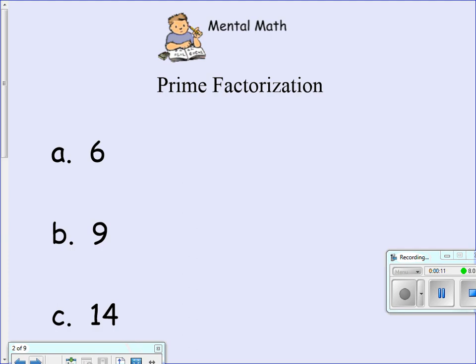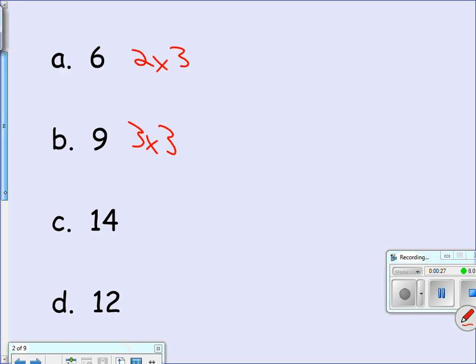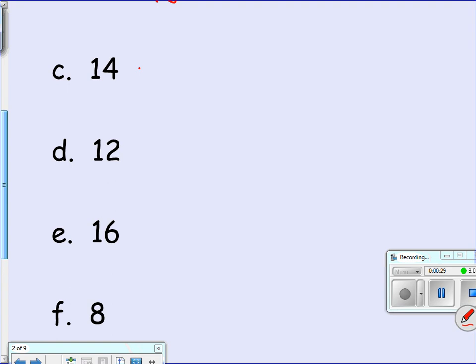Okay. Remember, what prime numbers when multiplied equal these? This is some mental math here. How can we get to 6? 2 times 3 equals 6. They're both prime. How can I get to 9? 3 times 3 equals 9. These are all prime numbers. 2 times 7 equals 14.